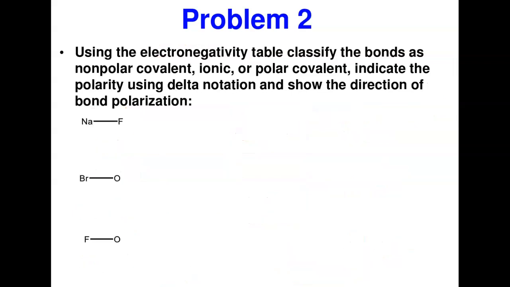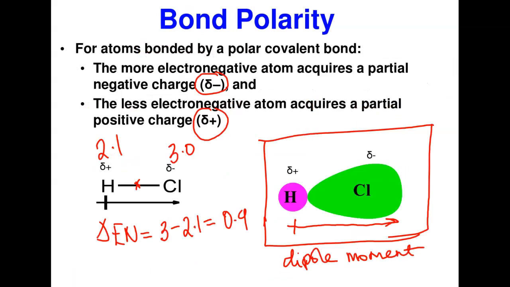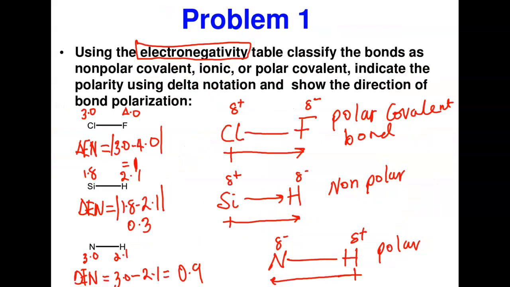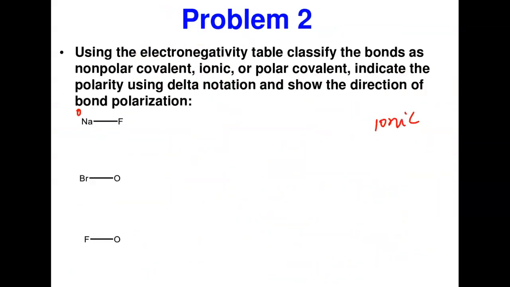Let's go to problem 2. Still the same thing. In this case, now I have a metal and non-metal. Like I told you, if you see a metal and non-metal, just know that this is an ionic bond. But we still have to do that ritual. Now, sodium is a metal. If you look at the electronegativity table again, it's 0.9. And fluorine is 4.0.